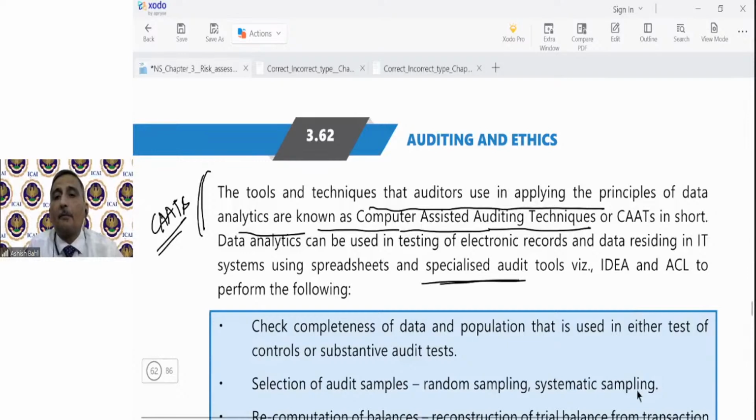So there are specialized audit tools like IDEA. What is IDEA? IDEA is a software providing CATs. So you import the raw data into this software, and then you can apply the commands to go through that vast amount of data which you want to see. So IDEA is also a kind of software.